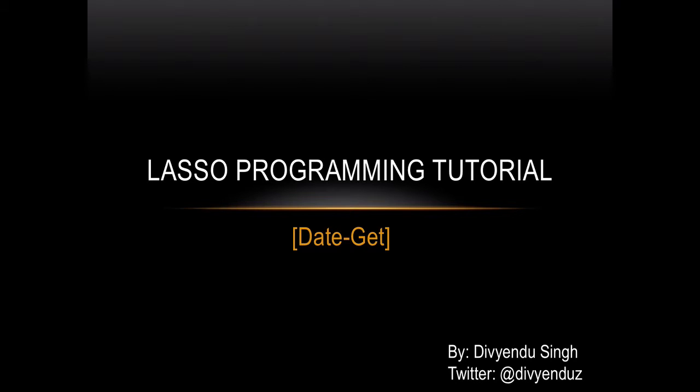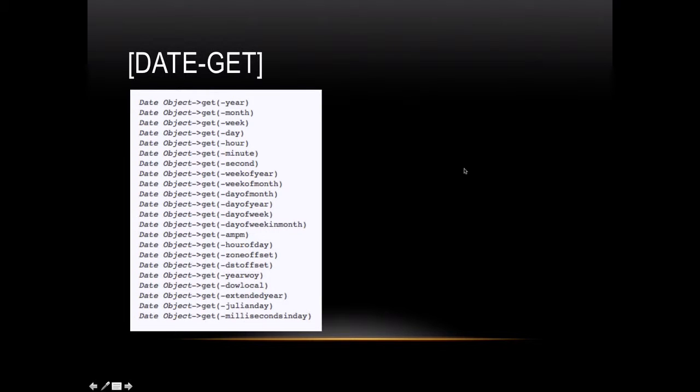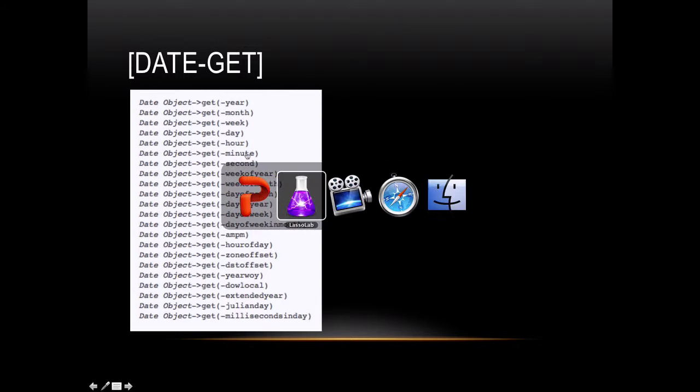Hello, in this tutorial I'd like to talk about the get function of the date object in Lasso programming language. Using the get function in Lasso programming language, we can query a date object and get one of the following parameters. Only one parameter can be taken out in one query. I'll give you an example.